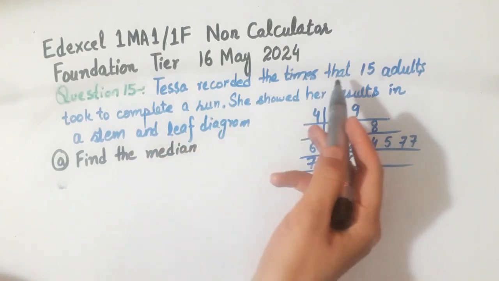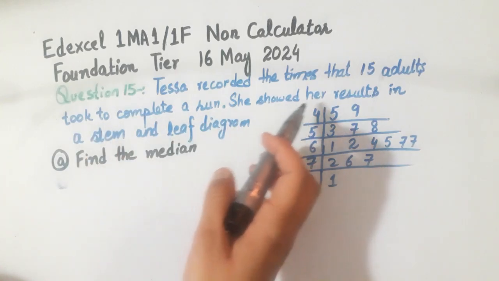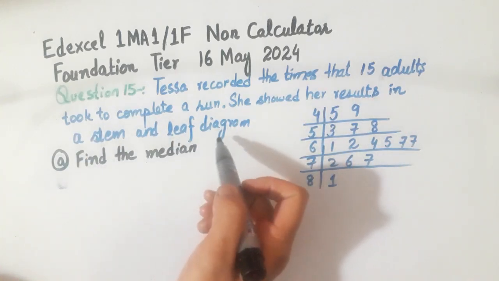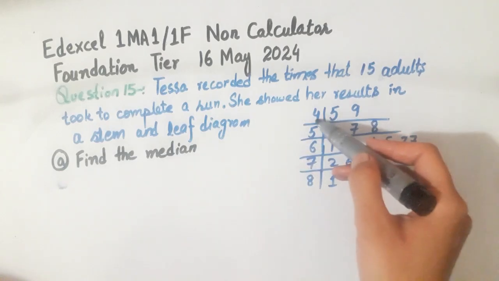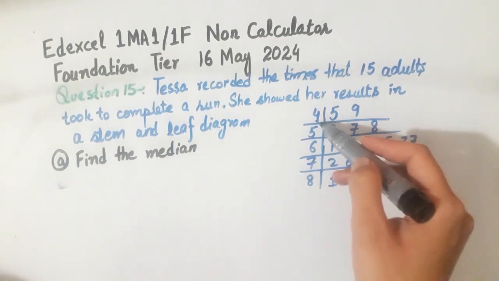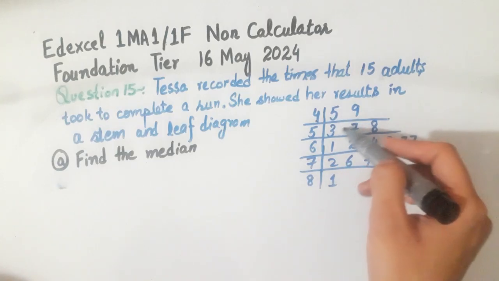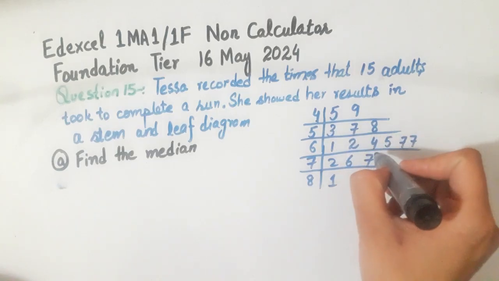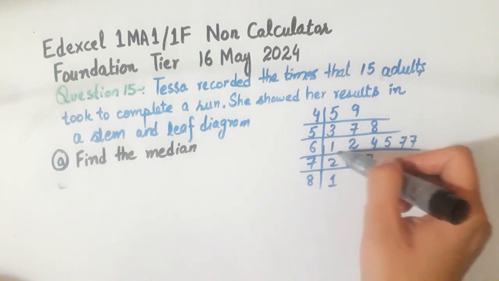Tessa recorded the times that 15 adults took to complete a run. She showed her results in a stem and leaf diagram. In this diagram the stems are 4, 5, 6, 7, 8, and the stem 4 with leaf 5 represents 45 minutes, and this one represents 53 minutes, 1 hour.